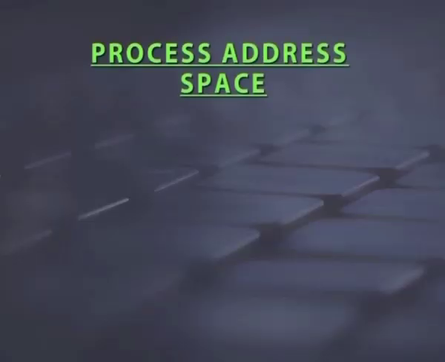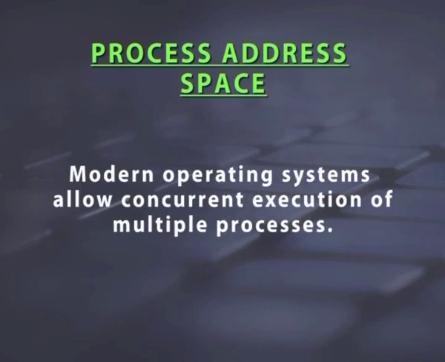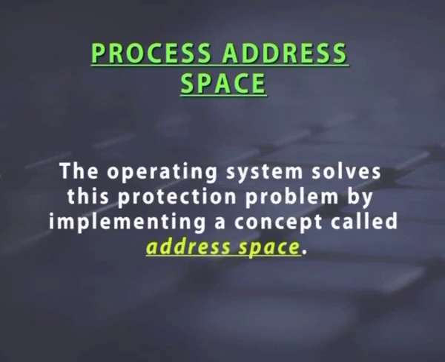First is process address space. Modern operating systems allow concurrent executions of multiple processes. One duty of the operating system is to protect each application process from interference by the others and to protect itself from them, so that a process cannot alter programs or data belonging to another process or to the kernel. The operating system solves this protection problem by implementing a concept called address space.